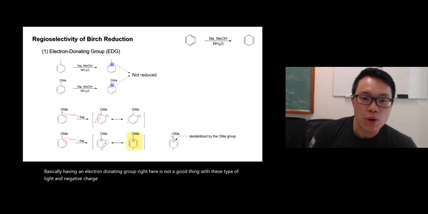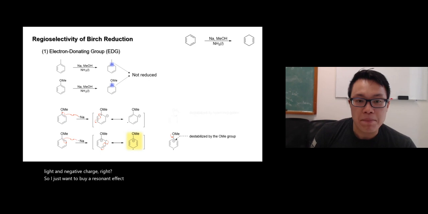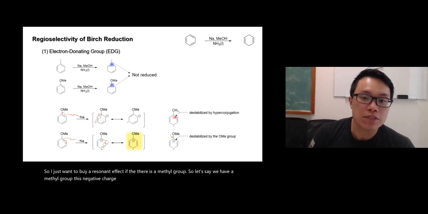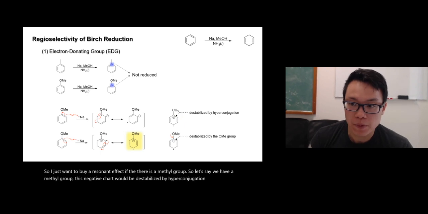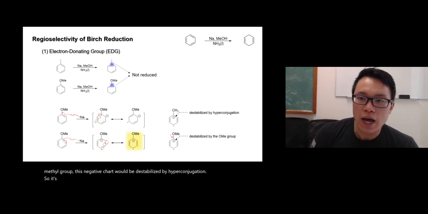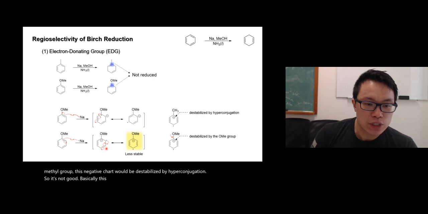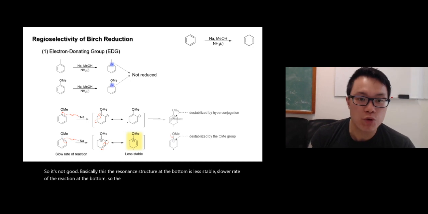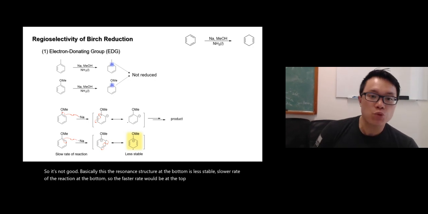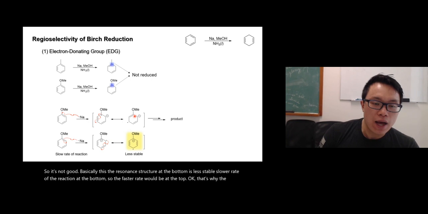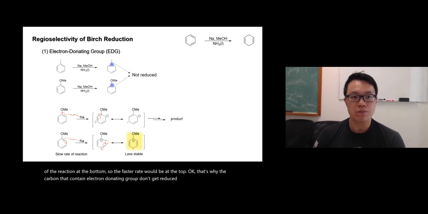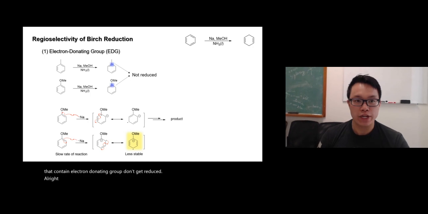All right, this one by resonance effect. If there's a methyl group, let's say we have a methyl group, this negative charge would be destabilized by hyperconjugation. Okay, so it's not good. Basically, the resonance structure at the bottom is less stable, with a slower rate of reaction at the bottom. So the faster rate will be at the top. Okay, that's why the carbon that contains the electron donating group doesn't get reduced. All right, that's the electron donating group.